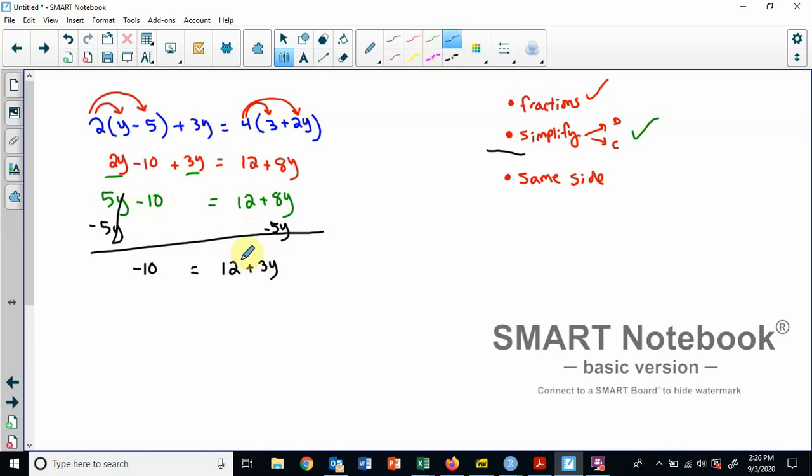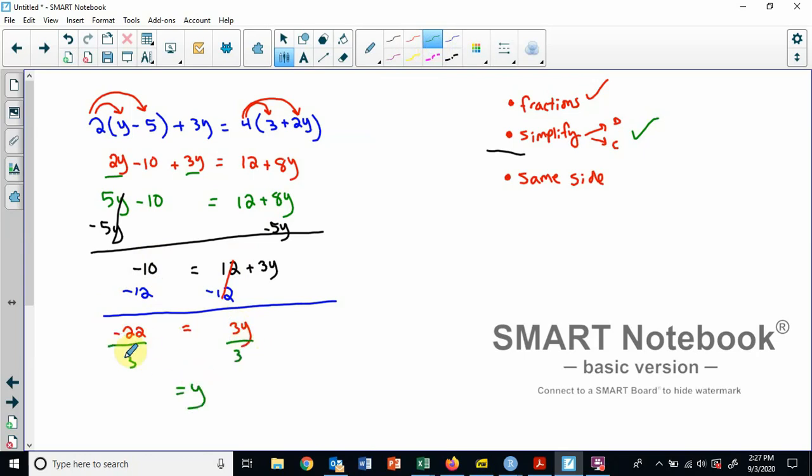So now we're to the final step of solving. Is y by itself? No, I have a 12 and a 3 to get rid of. Start further away. That's a positive 12, so I'm going to subtract 12 from both sides. Once again, being very careful here. Negative 10 minus 12, you could use a calculator if you wanted to check on that. It's negative 22 equals 3y. Y is not by itself yet. It has this 3 with it. So I'm going to divide both sides by 3.